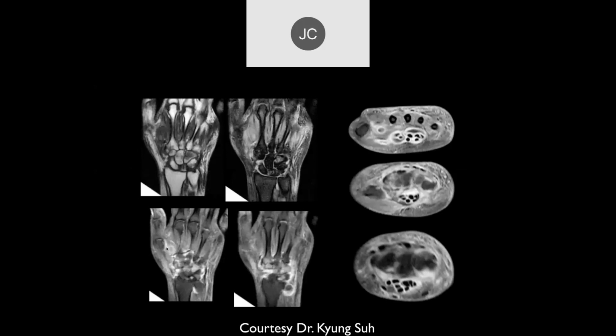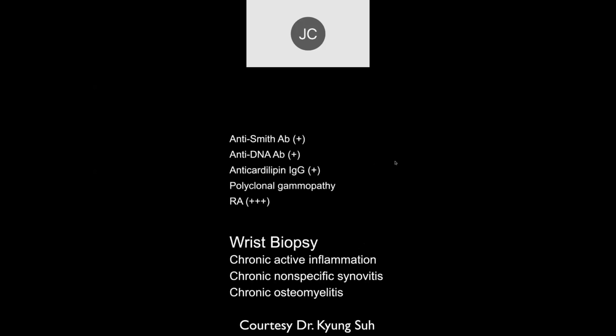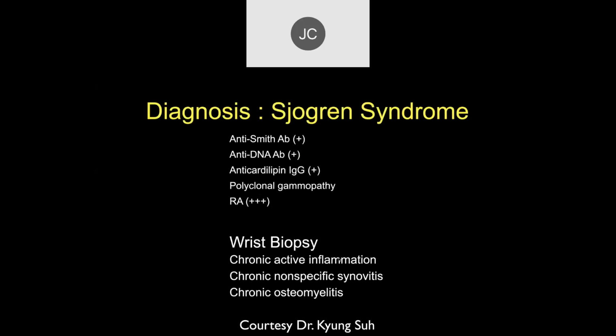And other examples. Here we can see both osteitis within the bones of the wrist as well as tenosynovitis on the flexor tendons. And finally, these particular patients will commonly have symptoms of rheumatoid arthritis. The biopsy shows active inflammatory disease, and this is Sjogren syndrome.